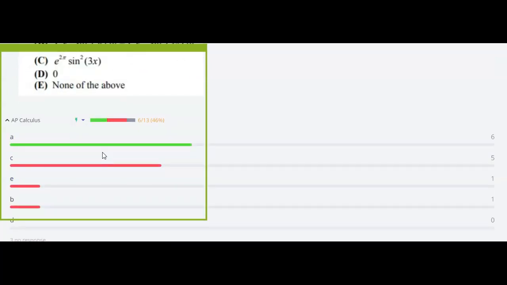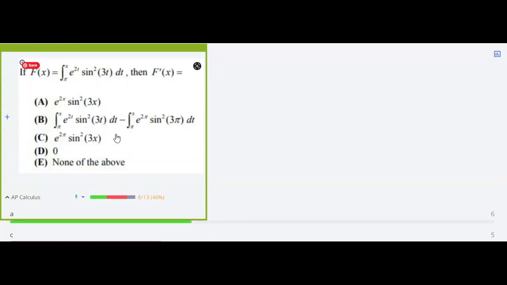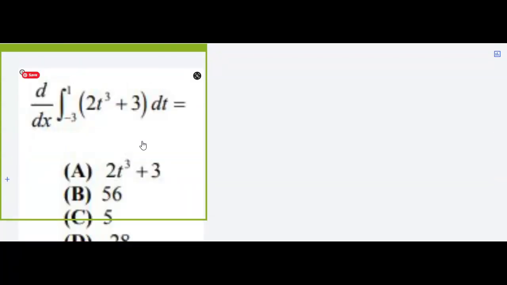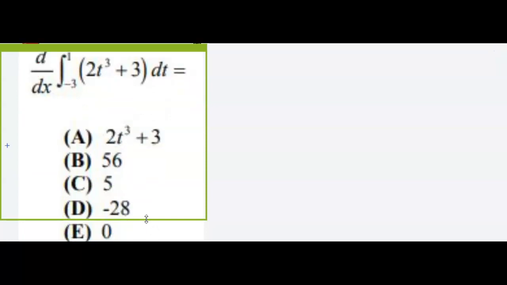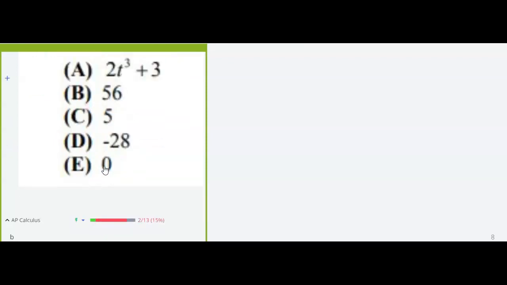And 7, maybe I consider it a trick question, maybe not. What do you notice about both bounds in this case? They're numbers, they're constants, right? So if you took the integral of an upper minus a lower bound, we always get a number. The derivative of any number is zero, therefore E is the correct answer.